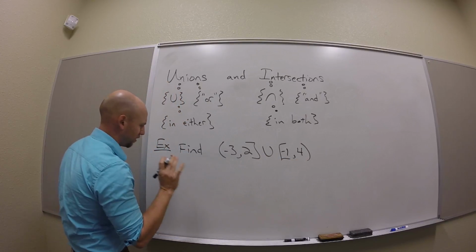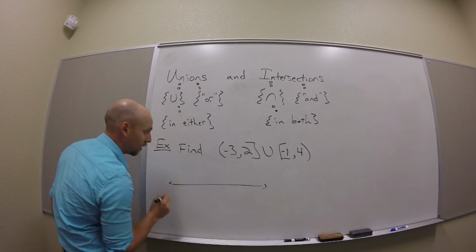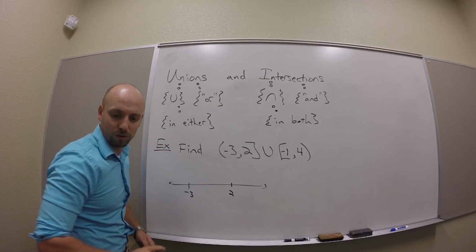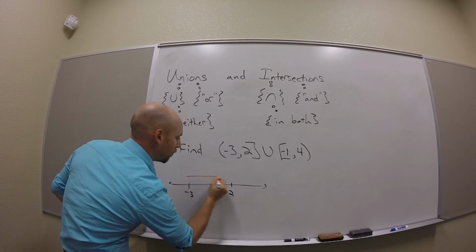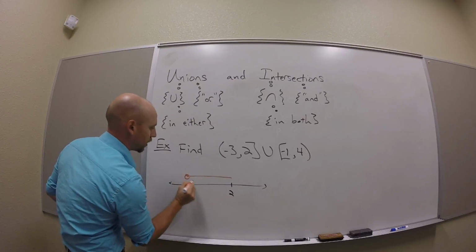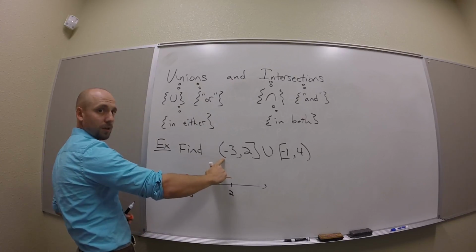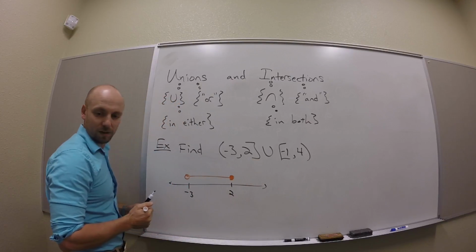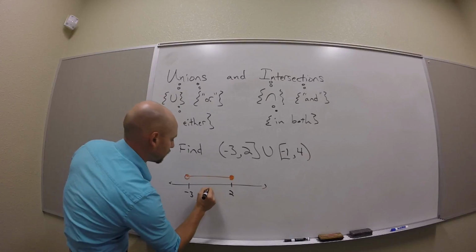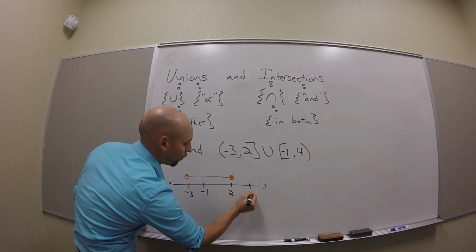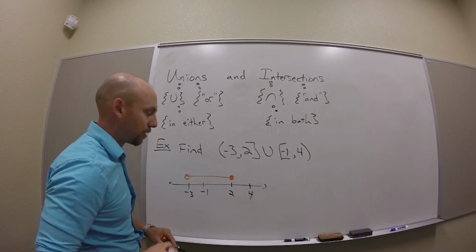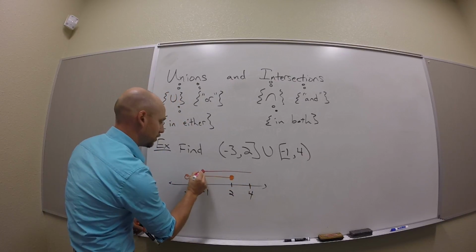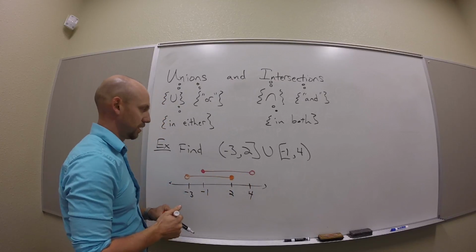So what I'm going to do is draw a number line. On my number line, I need -3 up to 2. I'm going to color that one orange. And I think I get an open circle on this end because of the round parenthesis, and a closed circle on this end because of the square bracket. And then my other interval is going to be from -1 up to 4. I'm going to color that one pink. And that's going to be a closed dot on this end and an open dot on that end.